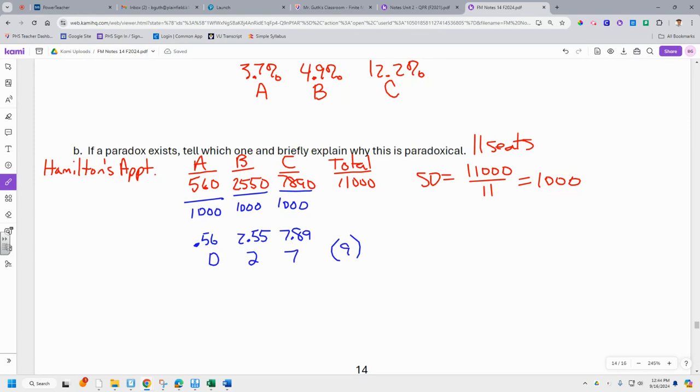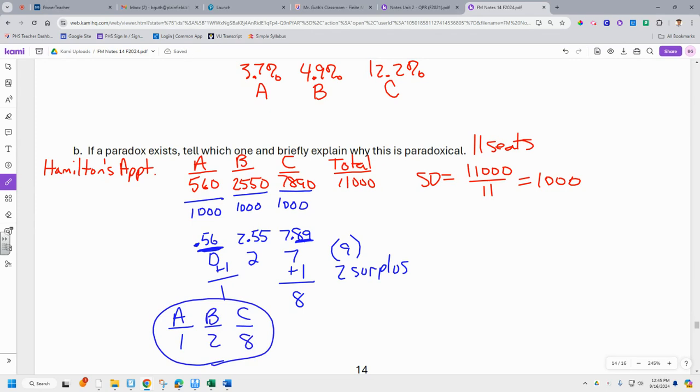That only adds up to 9. Looks like we should have 2 surplus items. Give them out one at a time to the highest decimal point. So this one gets 1 for being the highest, 0.89. 8. And then next is 0.56. 1. So Hamilton's apportionment says A gets 1, B gets 2, C gets 8.